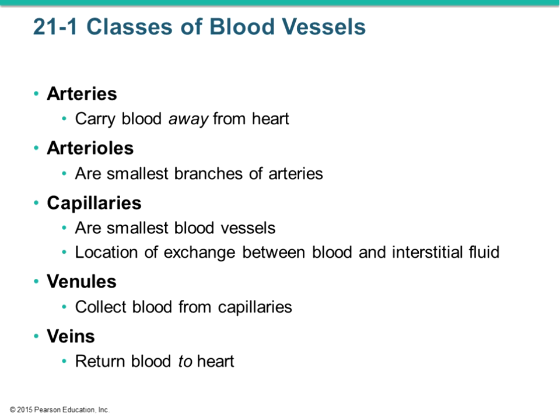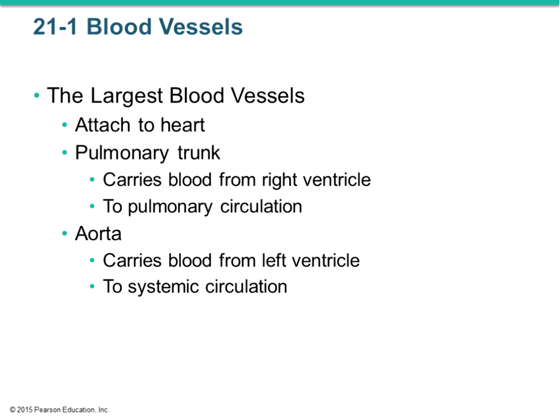So anyway, that's what we'll be looking at here when we talk about these different classifications of blood vessels. Arterioles and venules are just smaller branches of arteries and veins, respectively. So we'll be looking at those as we progress.